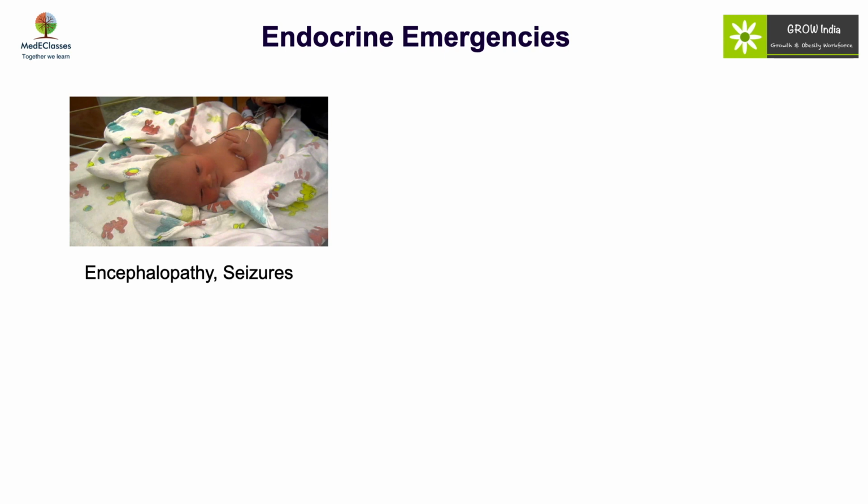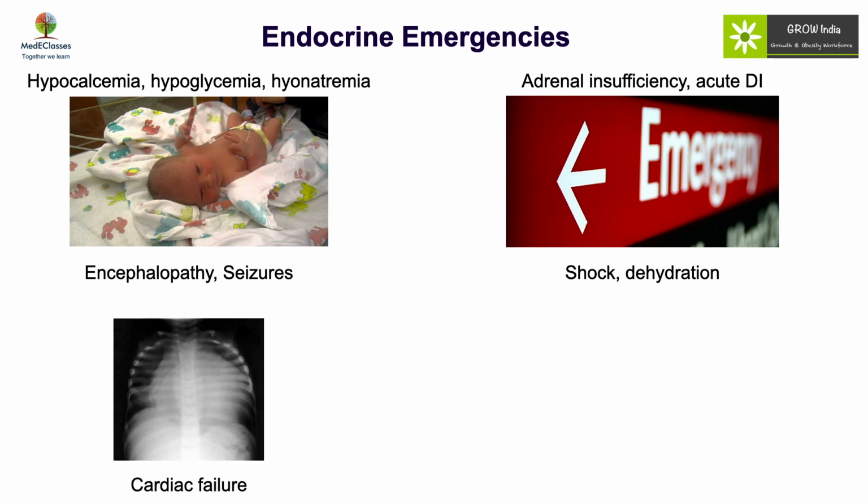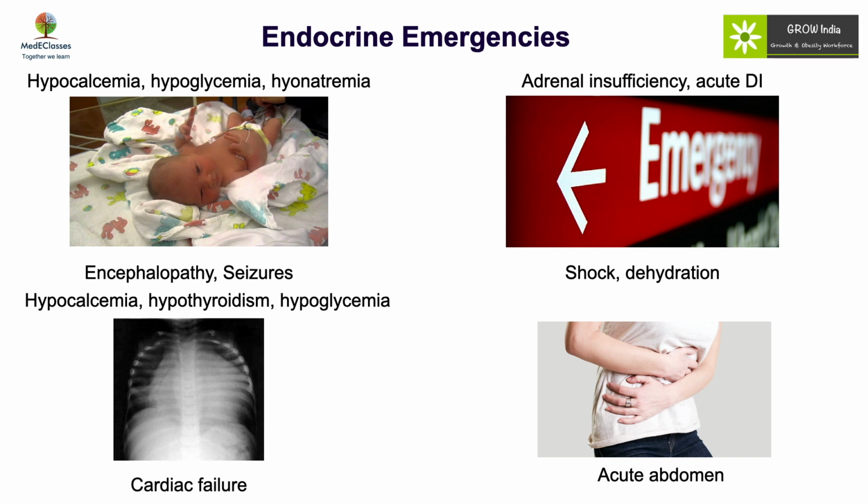Any child presenting to us with encephalopathy and seizures could have hypocalcemia, hypoglycemia or hyponatremia. Somebody with shock or dehydration may be suffering from adrenal insufficiency or acute diabetes insipidus. Somebody with cardiac failure can have hypocalcemia, hypothyroidism and hypoglycemia. And somebody with acute abdomen can present with adrenal failure and hypercalcemia.